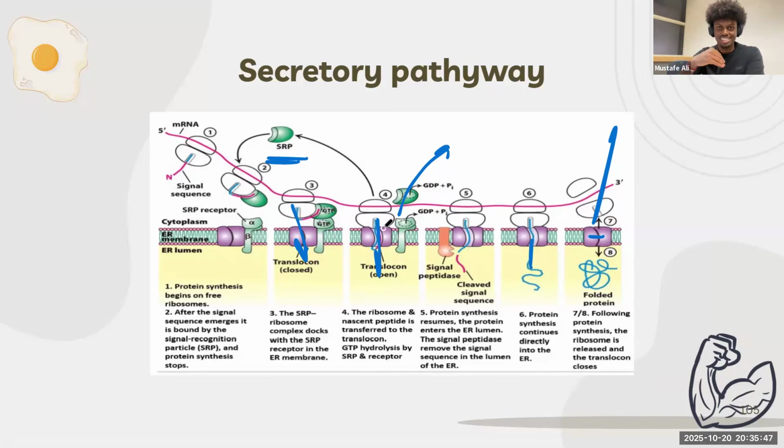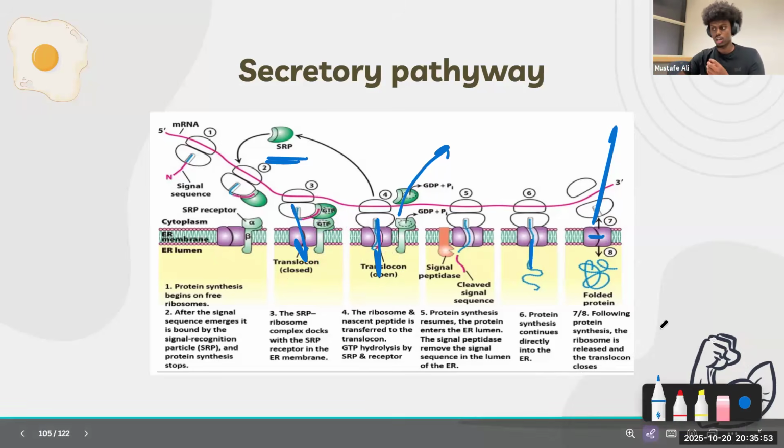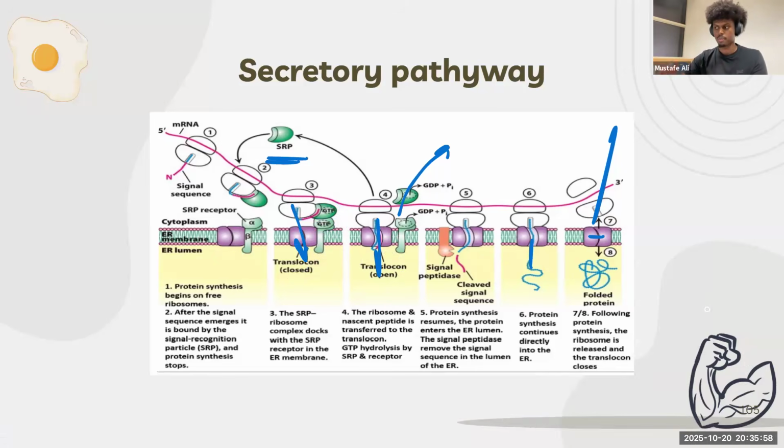Once it enters, the ribosome will carry on translating, and the peptide will get longer and longer until the protein is fully produced. Then this translocon channel will close. Once it closes, the ribosome will leave. Did that make sense, or should I repeat one more time?